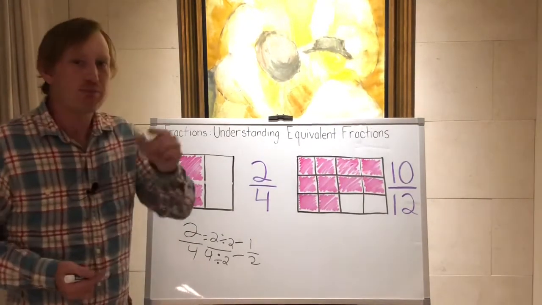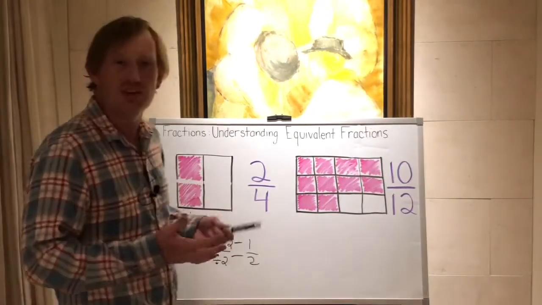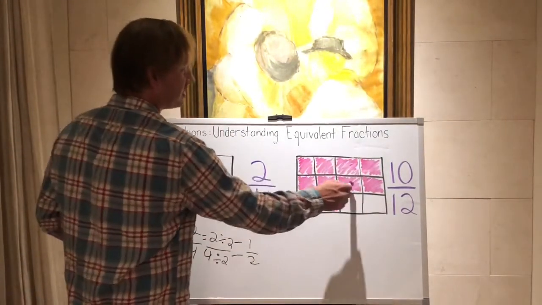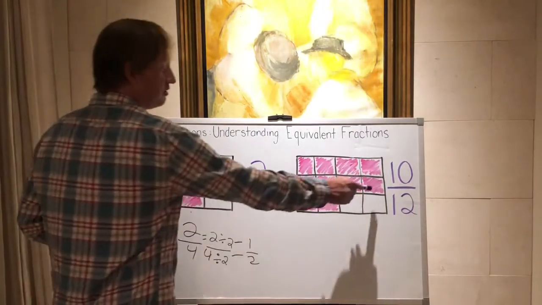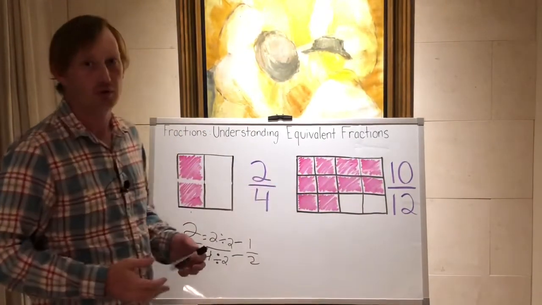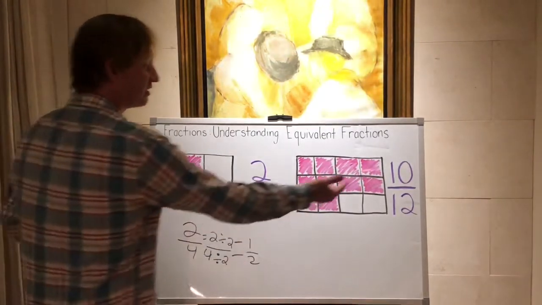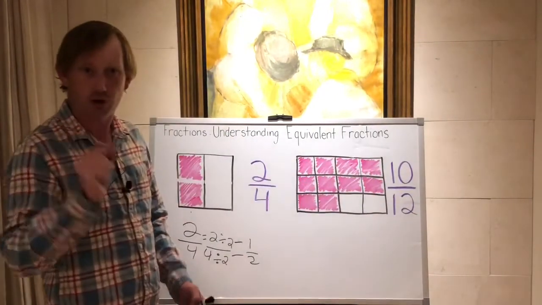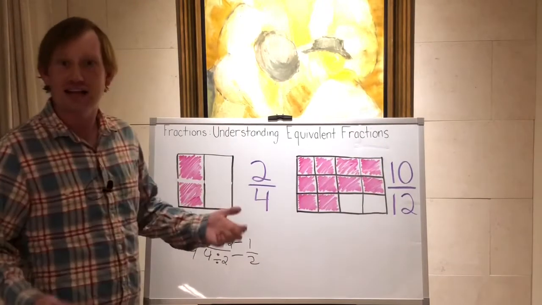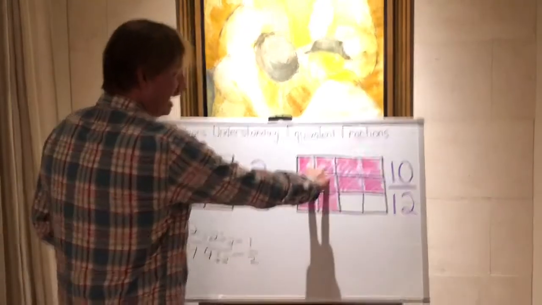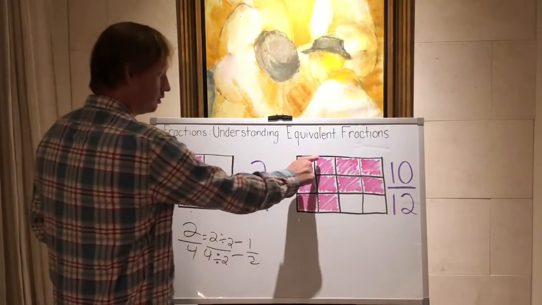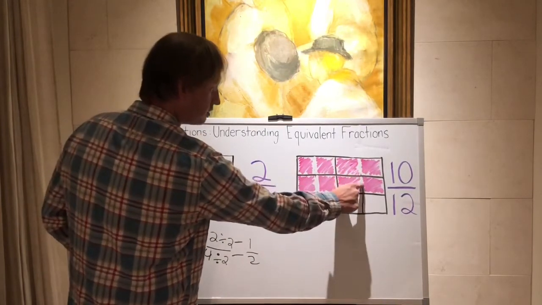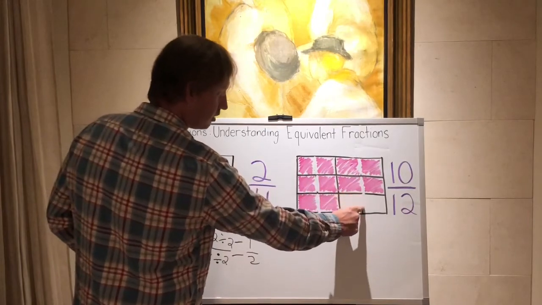Let's try another one that's a little bit bigger, but not necessarily any harder. So the next problem we're going to look at is 10/12. We have 1, 2, 3, 4, 5, 6, 7, 8, 9, 10, 11, 12, and then 10 colored in. How could we use division to make this fraction equivalent, but have both the numerator and the denominator be smaller? Well, like we did here, let's try dividing by 2. So everywhere that I have 2, I'm going to make 1. So I take away this, I take away that, take away this, this, and this.